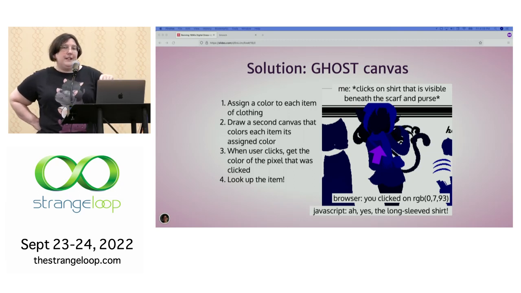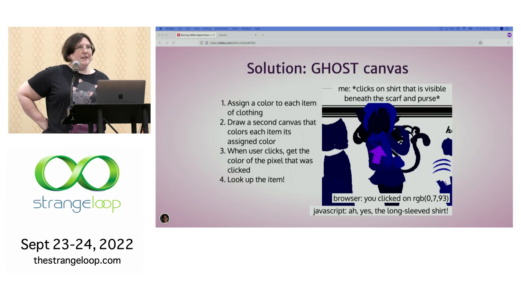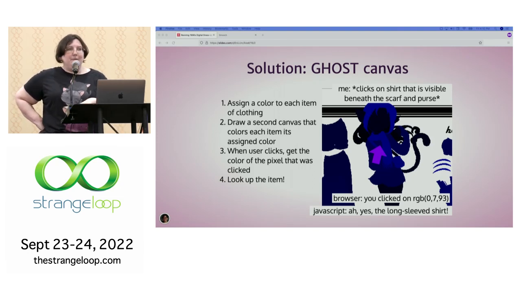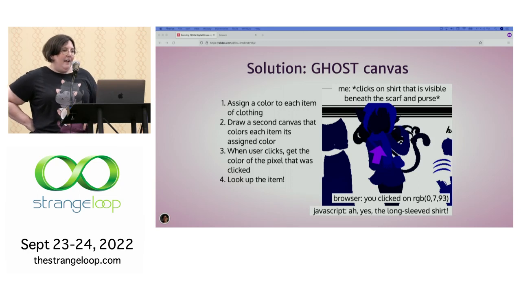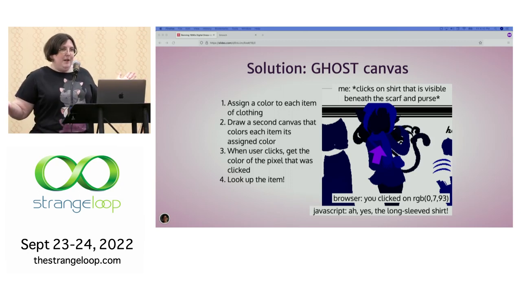Then when the user clicks, the JavaScript will look up the corresponding pixel in the ghost canvas, and it will see what color that pixel is. So if you click on the dark shirt here, the color is dark blue. And then we can take that color and look up what item was clicked. And that's how the drag and drop currently works in Smooch. It works amazing.